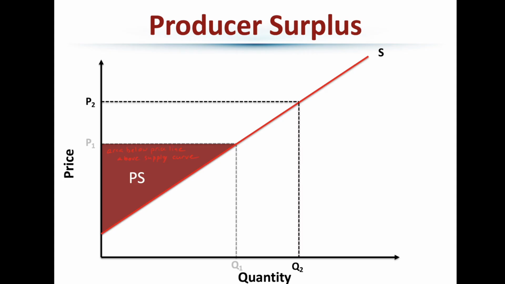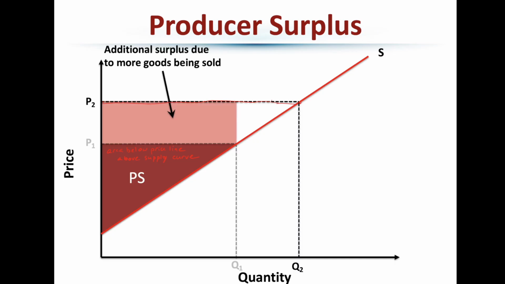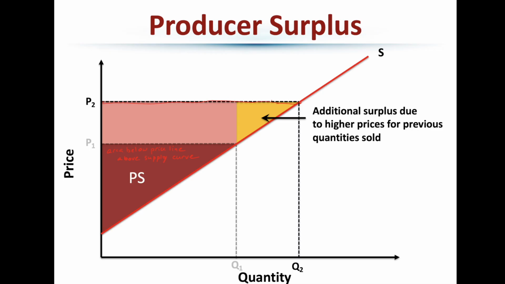What if the price were to go up? Would the producers be happy about it? Yes, because they're receiving that price. That is part of their profit. So now the producer surplus represents the area below the price P2 and above the supply curve. The light red area represents the additional surplus due to more goods being sold, and the yellow area represents additional surplus due to higher prices for previous quantities sold.